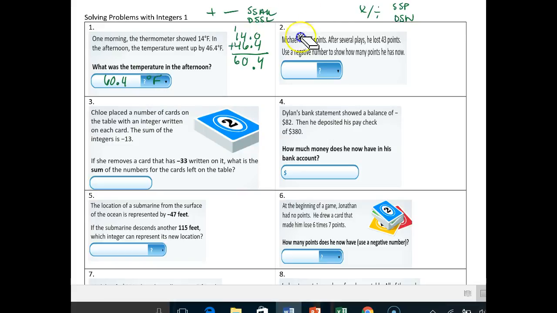Right, Michael had 17 points. On several plays, he lost 43 points. Use a negative number to show how many points he lost. So it's going to be 17 plus negative 43. That's DSSL. Different sign, subtract larger. So 43 minus 17. Borrow, right? You cannot do 3 minus 7. So 13 minus 7 is 6. 3 minus 1 is 2. Negative 26. And I think they're going to want to say points here.